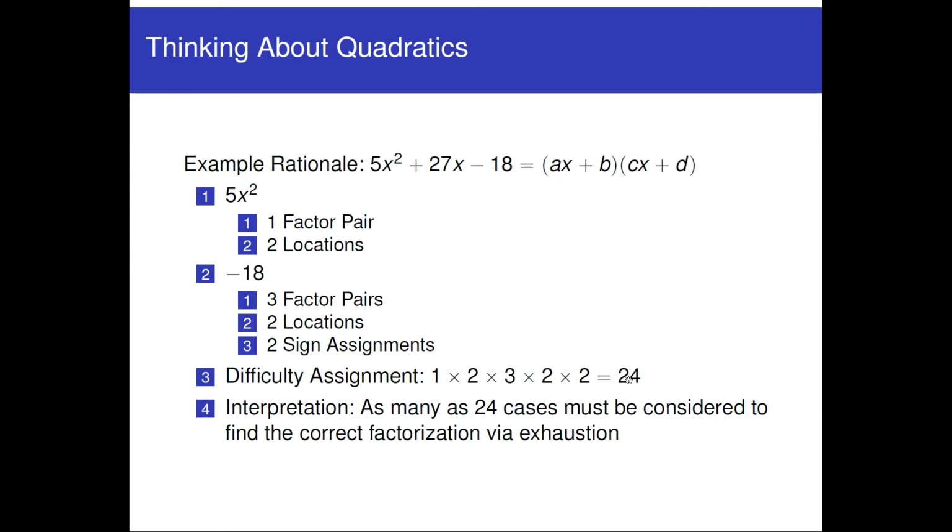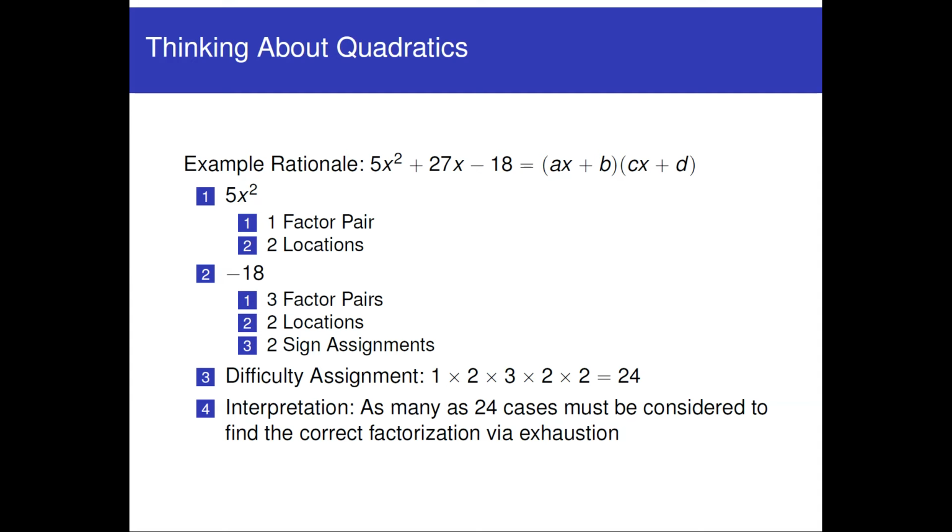Multiplying that all together means that there are 24 potential solutions that you would have to analyze if you were to find the correct factorization via exhaustion, meaning by listing all the potential factorizations and then checking the cross product. So this one would have a difficulty assignment of 24.